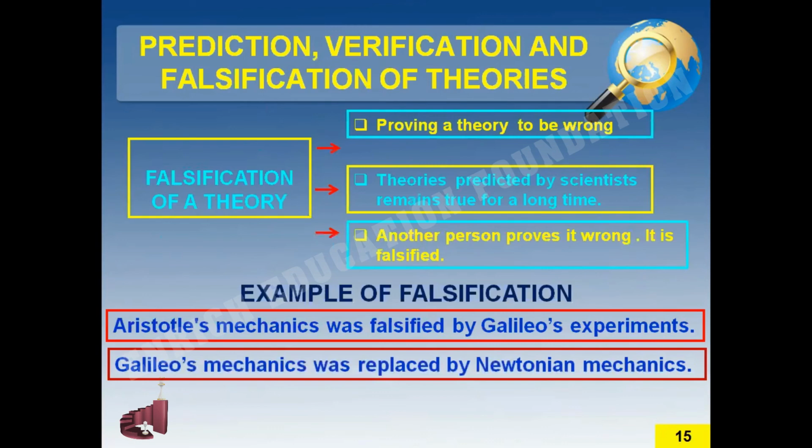Once again, quickly we'll see what are the general features involved in the scientific method. First one is systematic observation, careful experimentation, qualitative and quantitative reasoning, mathematical modeling, prediction, verification, and falsification of theories.